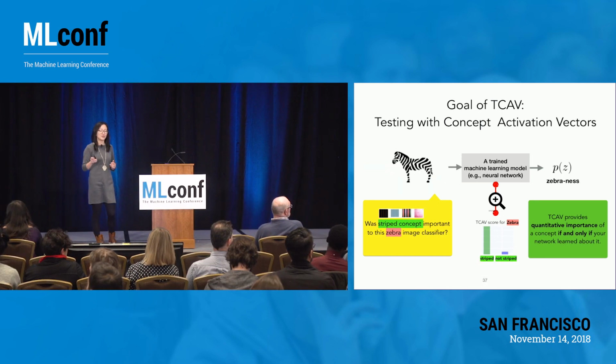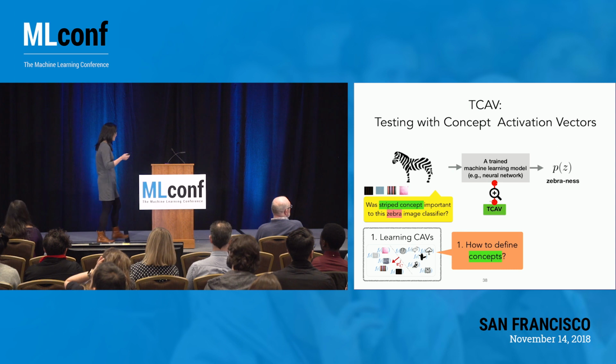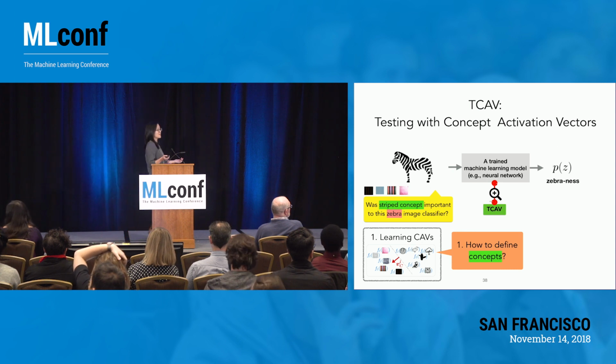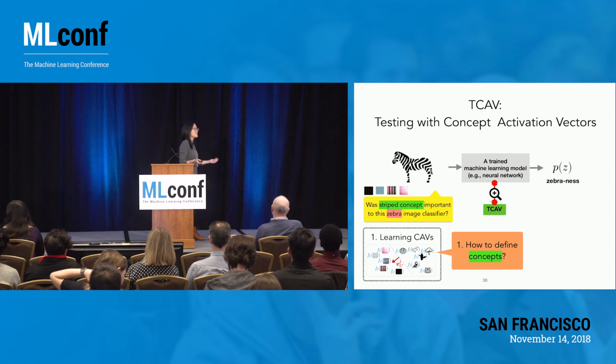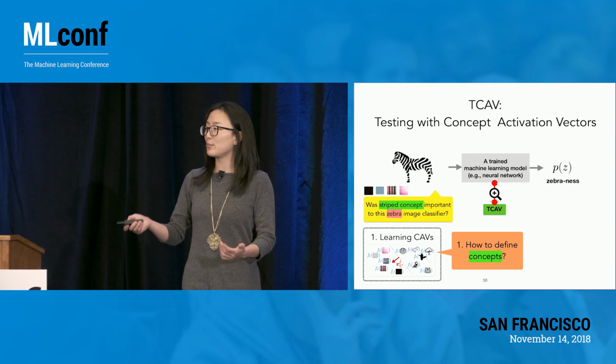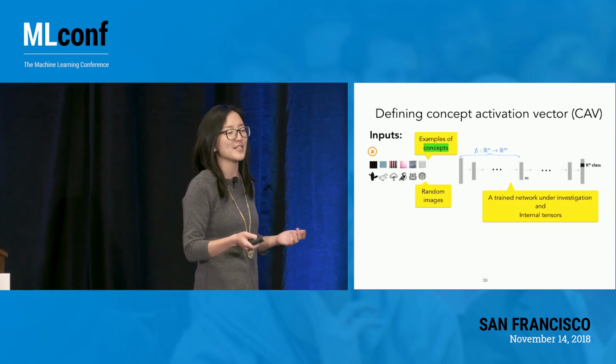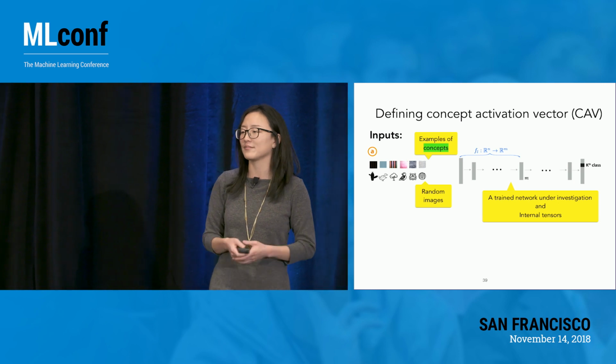So throughout the talk, I'm going to use a slightly different example. Now we have a zebra classifier, and our question is whether the stripedness concept mattered for this prediction. So let's jump right in. You might say, well, okay, concept sounds good, but what do you even mean by concept? How do you represent the concept? Well, we do the simplest possible thing. We represent a concept as a vector, and we gave it a name, concept activation vector, or CAV.